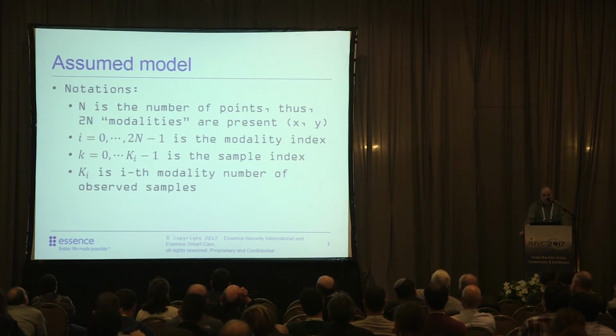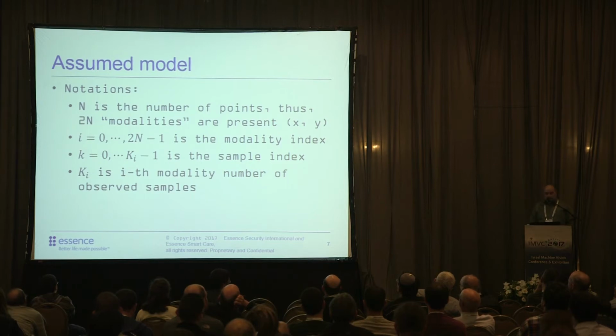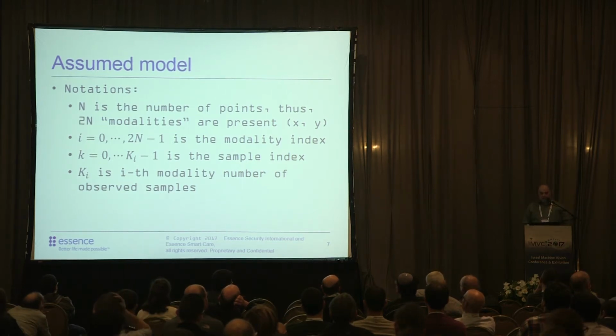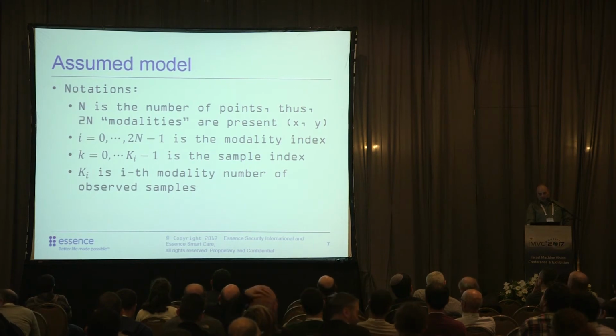The assumed model, and some notations. We look at n points, which we call modalities, and we want to fuse all these modalities into one coherent and perfect estimation. We have the modality index i, and we have the sample index k, which is a time index. And K_i is the ith modality's number of observed samples, which can change from modality to modality.